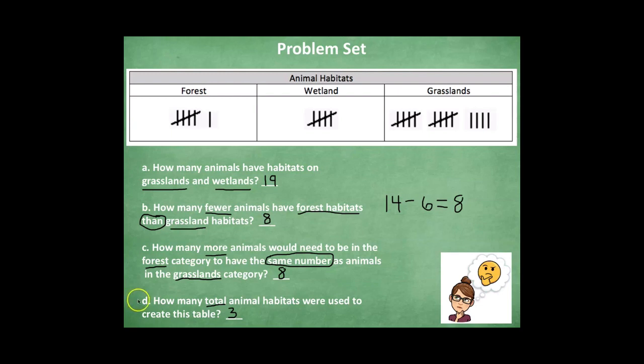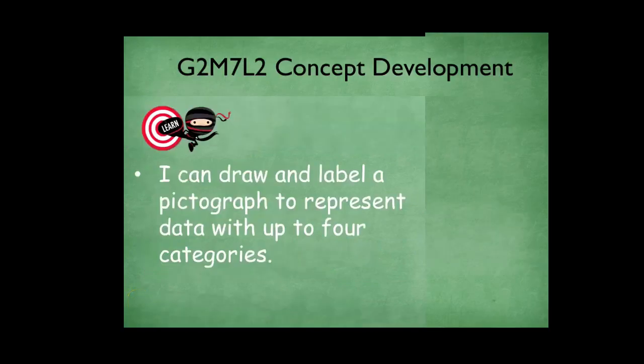Forest, wetland, and grassland. We're going to move into our next learning goal. I can draw and label a pictograph to represent data with up to 4 categories. We'll take all that we've learned about categorizing, creating charts with tallies and numbers, and using that information to solve problems to apply it in a more visual way to display data. Let's start.